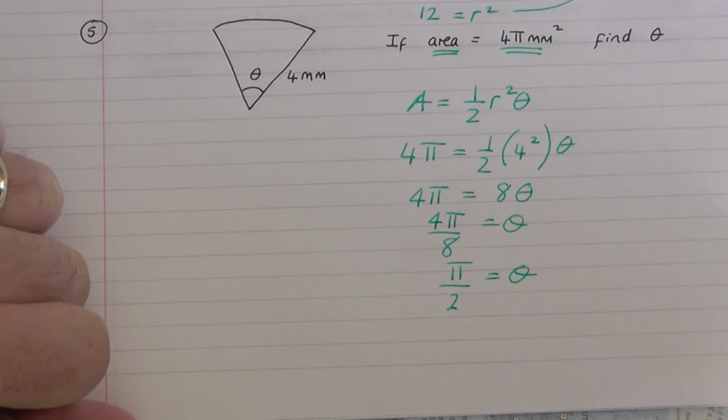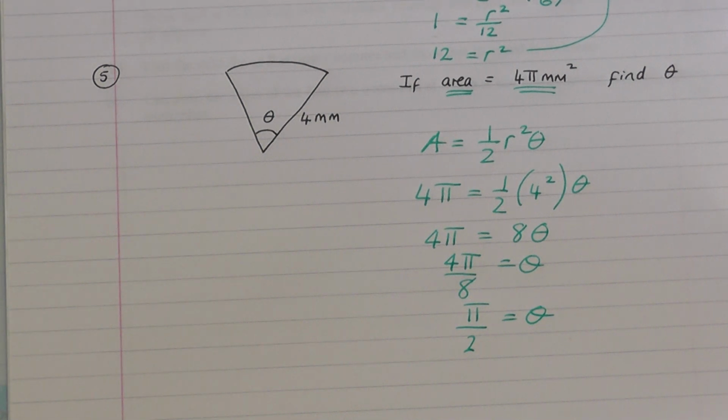And that's the answer to 5. Very straightforward applications of s equals r theta and A equals a half r squared theta.